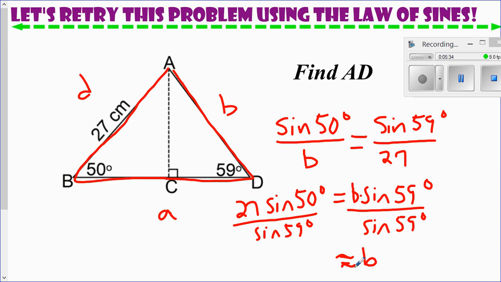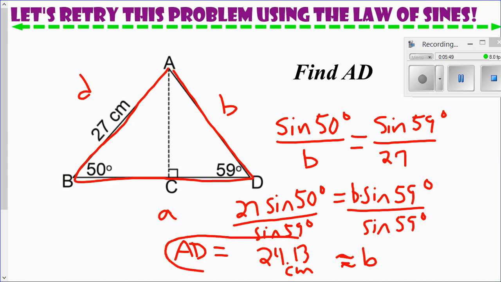And when I do that, I'm getting 24.13 approximately. These are centimeters. And that is the length of segment AD. Okay, and by the way, that is the exact same answer that we got when we did this problem a couple steps previously. So it does save us some time. We get the length of segment AD all in one step.